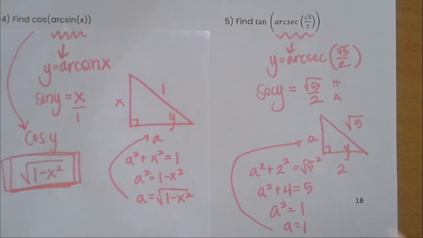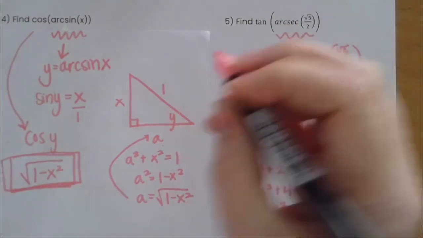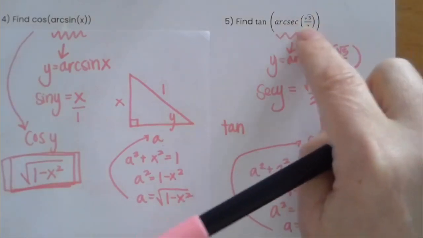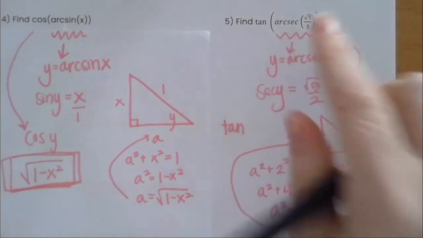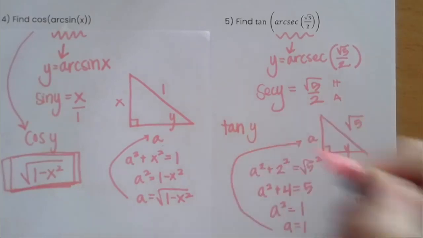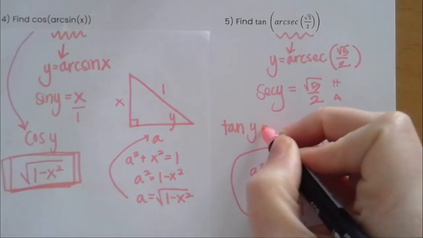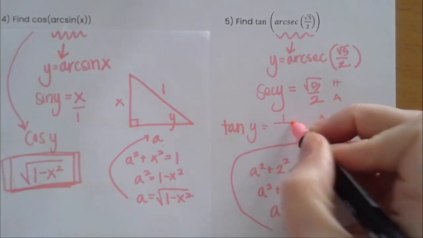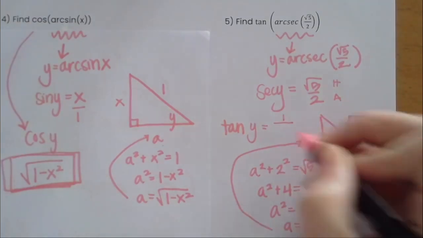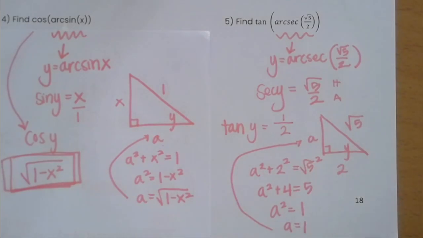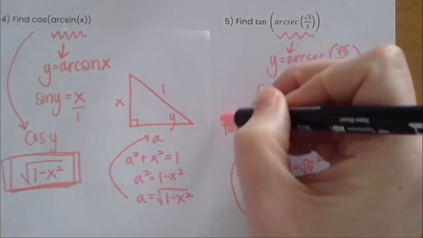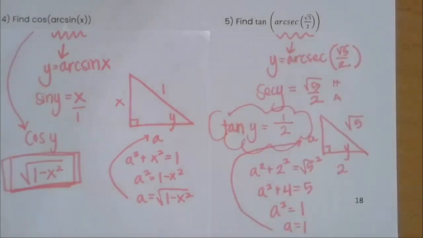So let's think about how we can rewrite the tangent. Instead of saying tangent of arc secant of this right here, we can just say tangent of y. Well, tangent is equal to opposite, which is the a value, 1, over adjacent, which is 2. So my tangent of arc secant root 5 over 2 is simply just half.